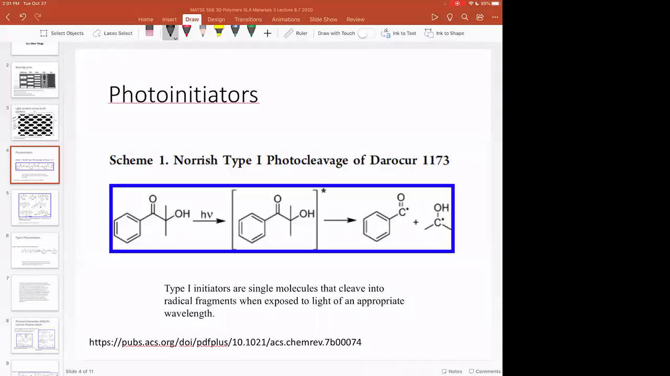But anyway, this is a really nice paper. It's more on the chemistry side of things, but of course, in developing these SLA resins, you really have to know just a little bit about the chemistry, or at least that Darocure 1173 is a photoinitiator with this chemical structure, and you can use this for radical photopolymerization of acrylates and methacrylates.